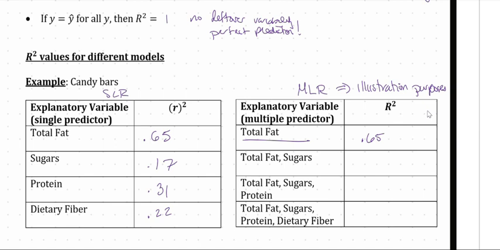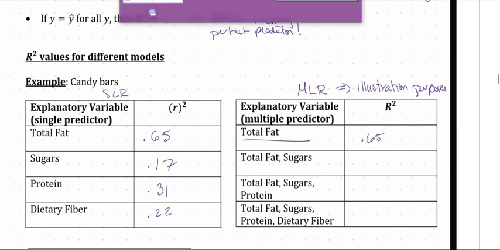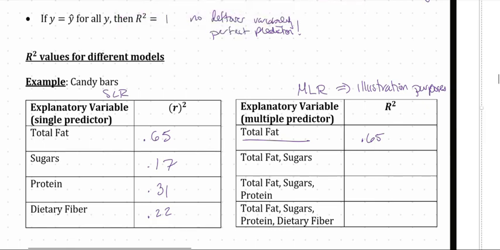Now, the question is, when I use fat and sugars together, how much of the variability in calories is explained? To answer that, I need to build a multiple regression model. What do you predict is going to happen? Is this R squared, am I going to explain the same amount of variability, more variability, or less variability when I have both fat and sugars in the model?